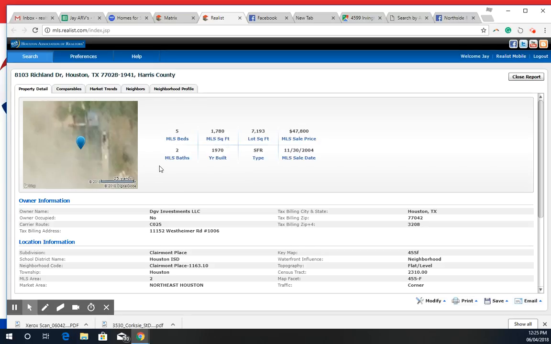I don't know if you guys changed anything on it or anything like that. And it sits on a lot size of a little less than 7200 square feet. It's on Claremont Place, and it's not in a flood zone.